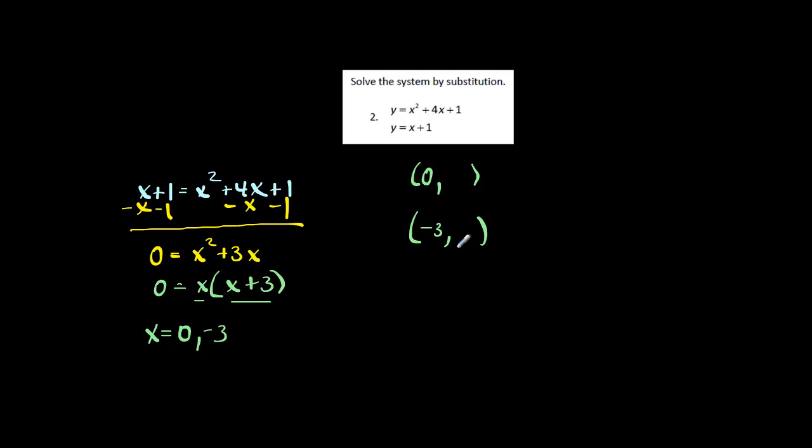So to find out the y values, we're going to be putting 0 and negative 3 in for x. I would put them in the second one since it's an easier equation. So if I plug in 0 here, y equals 0 plus 1, or 1. Negative 3: y equals negative 3 plus 1, it would be negative 2. So these would be your answers.